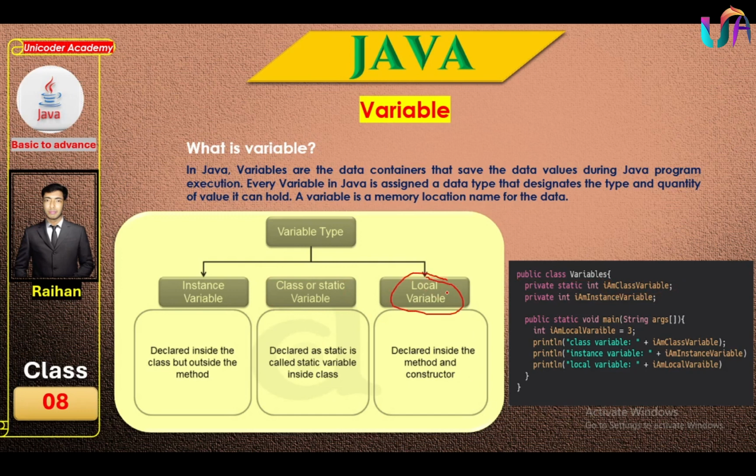So where is it included? Here is the local variable. I think you understand this is a method, and inside the method is the local variable. Clear? I hope this part is very clear. If you don't understand, please comment and I will clear it again. Okay, now let's see the next part.